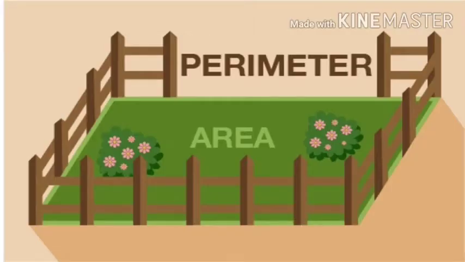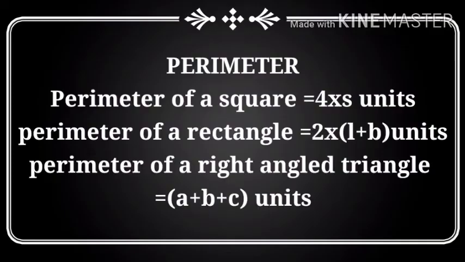Students, keep in mind, to find perimeter, we have to add the total boundaries of the given figure. To find the area of the square, we have to find the space of that area. Perimeter means we have to add the total boundaries of the given figure. Total boundaries means we have to add the given sides of that figure.